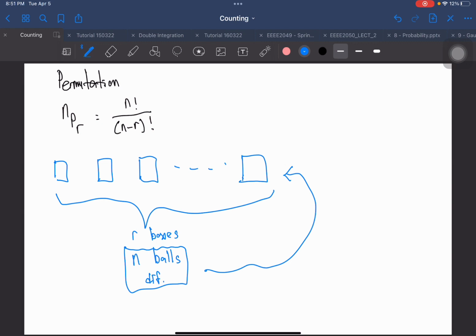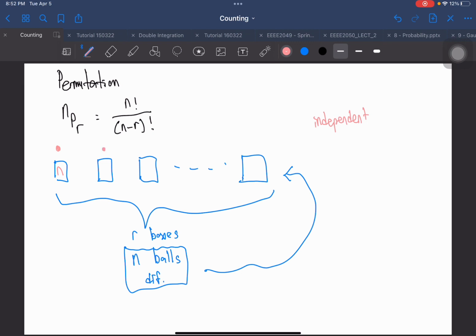Okay, so first of all, we know the multiplication concept, right? So we can see each box as an independent event. First we put balls into the first box, and then the second, third, until the R box. When we put a ball into the first box, how many ways are there that we can put? There are N ways, right? Since you have N different balls.